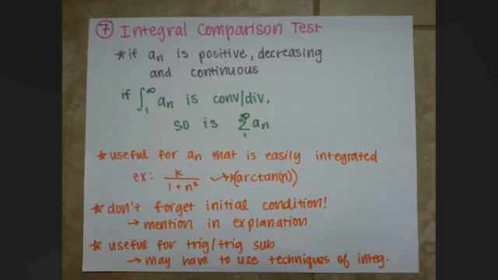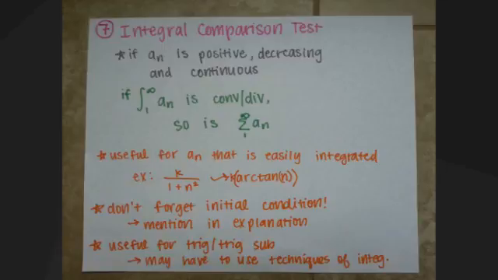Next up we have the integral comparison test. Basically, we're going to compare a series to its integral because they're both just summations. For this test, we have a few initial conditions. In order to compare a sub n to its integral, a sub n must be positive, decreasing, and continuous. So now we have to take the integral from 1 to infinity of a sub n, and if it's convergent or divergent, then so is the series a sub n.